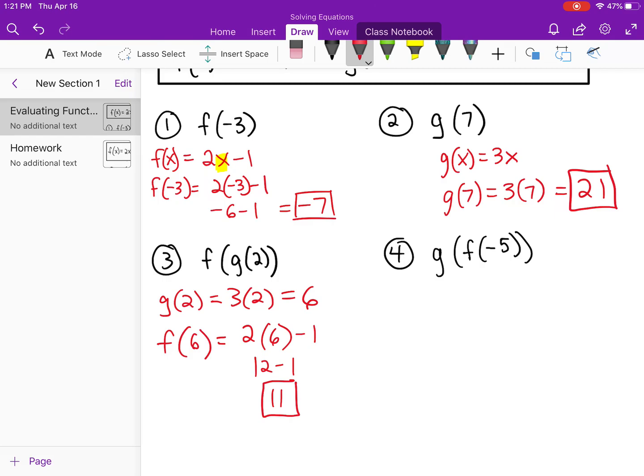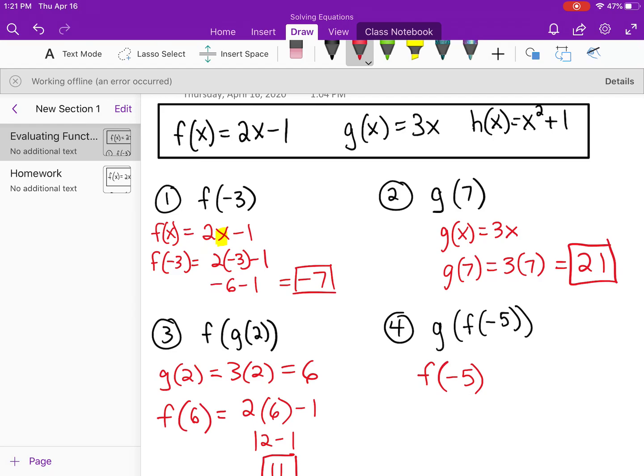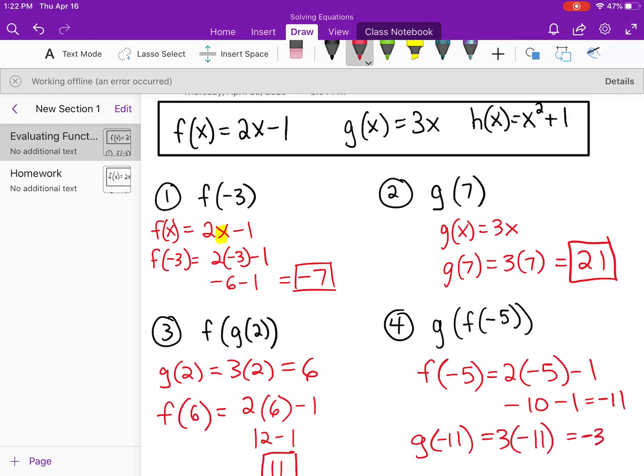Number 4, g of f of -5. Remember, we want to work from the inside out. So I'll start by doing f of -5. We haven't even used h of x yet, I just realized. So f of -5 would be 2 times -5 minus 1. So that's -10 minus 1, which is -11. Then I'll take that -11 and put that in for g. G of -11 would be 3 times -11, which is -33. So the answer for number 4 is -33.